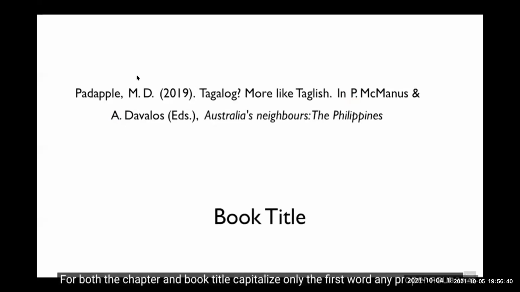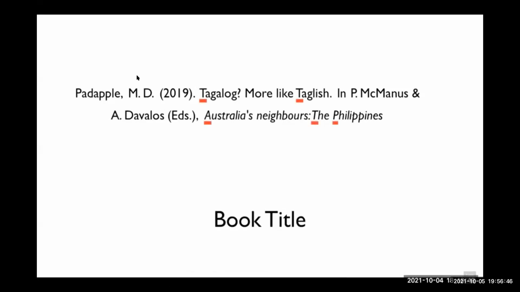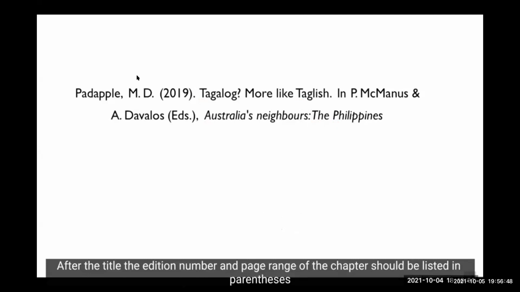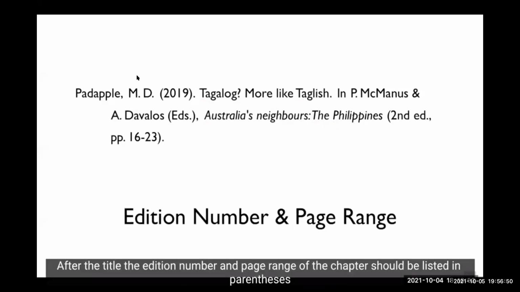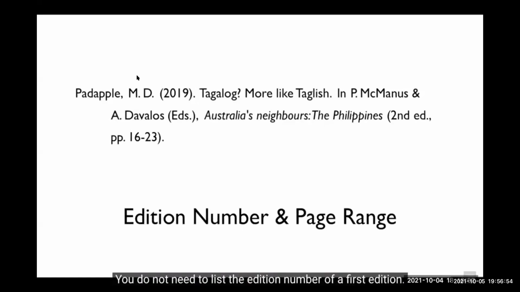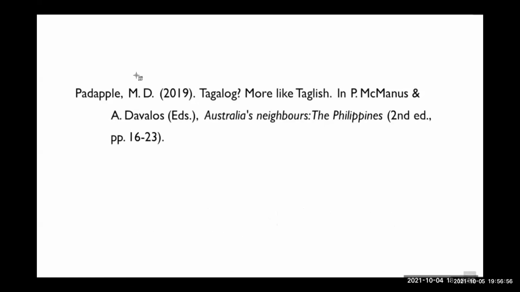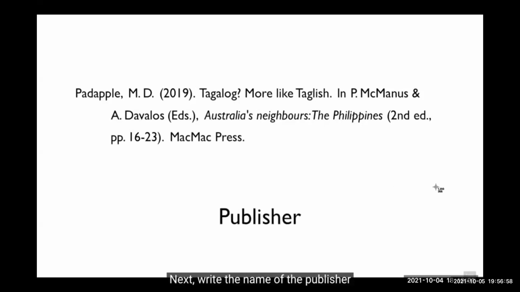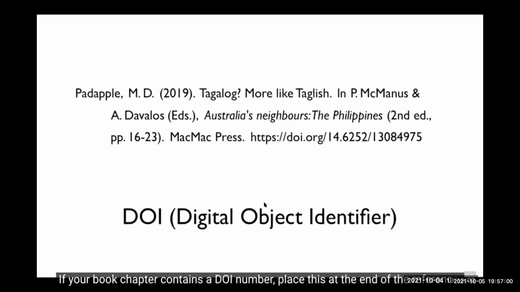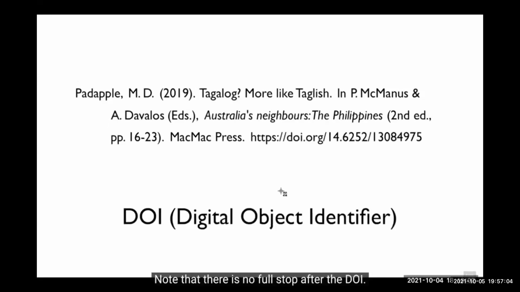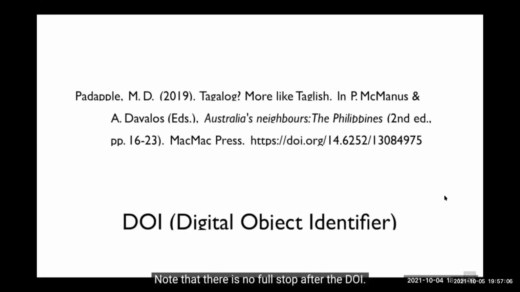For both the chapter and book title, capitalize only the first word, any proper nouns, and the first word after a colon. After the title, the edition number and page range of the chapter should be listed in parentheses. You do not need to list the edition number of a first edition. Next, write the name of the publisher. If your book chapter contains a DOI number, place this at the end of the reference. Note that there is no full stop after the DOI.